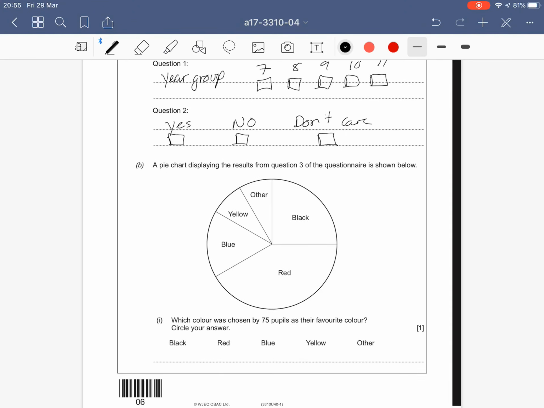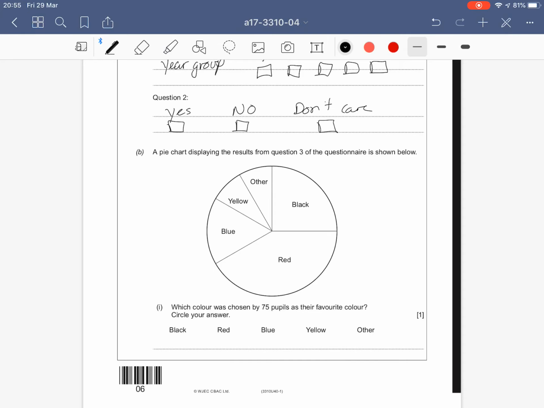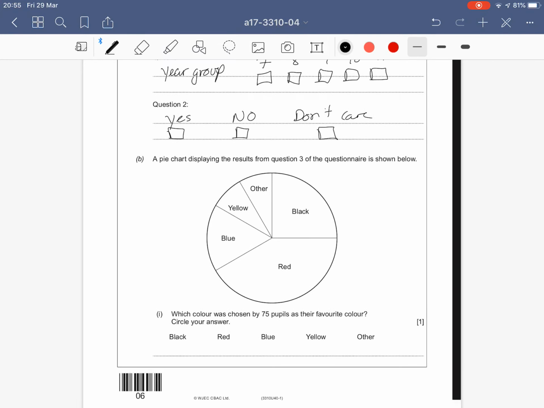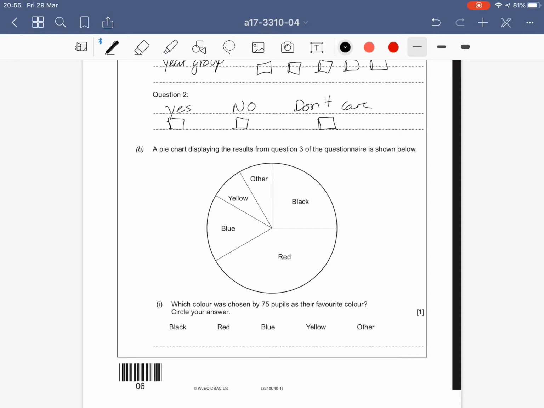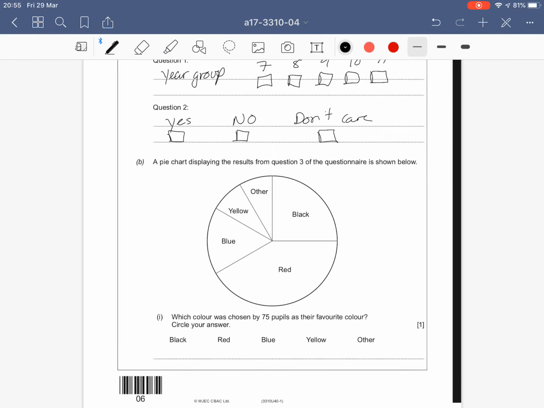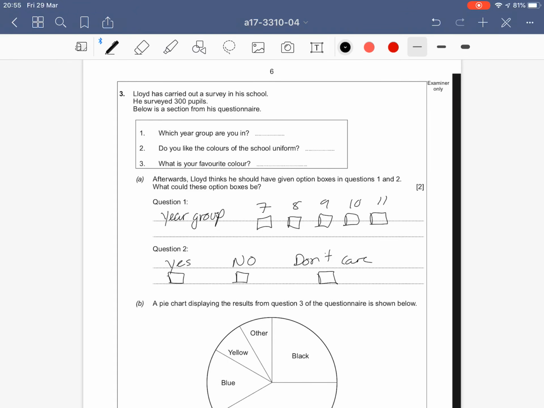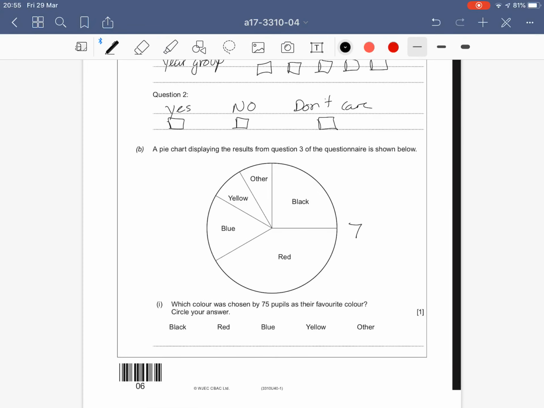Next one, a pie chart displays all the results from question 3 in the questionnaire, the favourite colour. Which colour was chosen by 75 pupils as their favourite? So we're told at the very start that there's 300 pupils. So 75 out of those 300, if you put that on your calculator, 75 divided by 300, you get 25% or 0.25, and we know 25% of a circle is going to be this right angle here, so it's going to be the black.